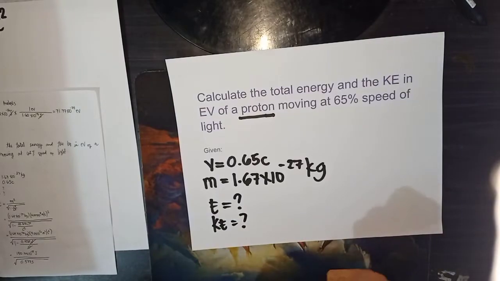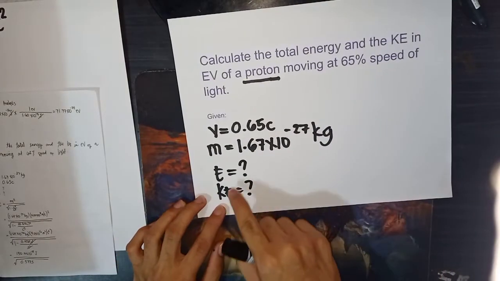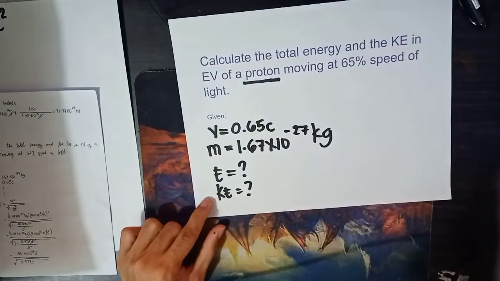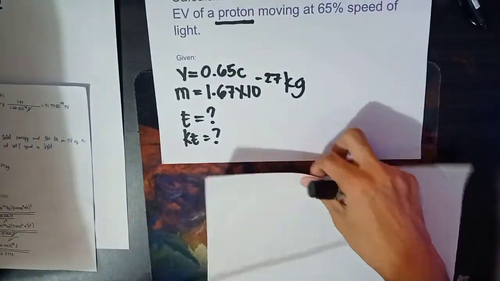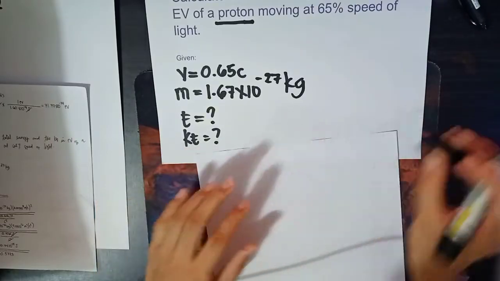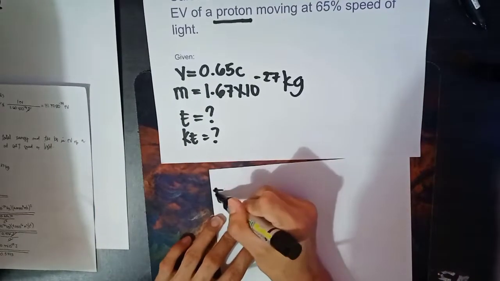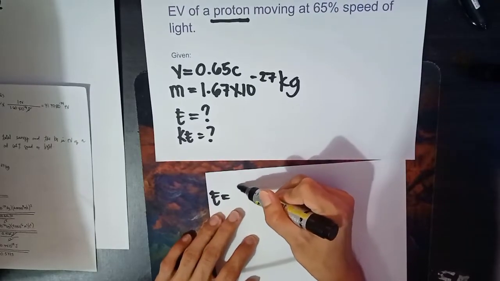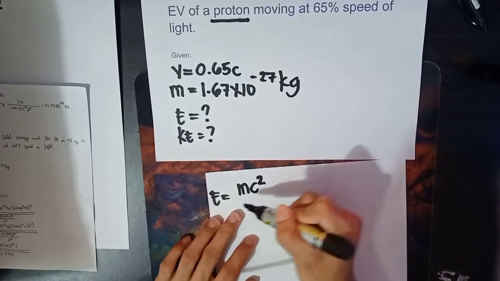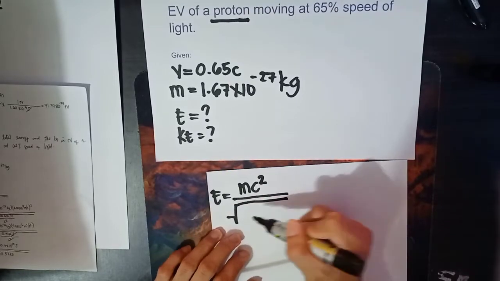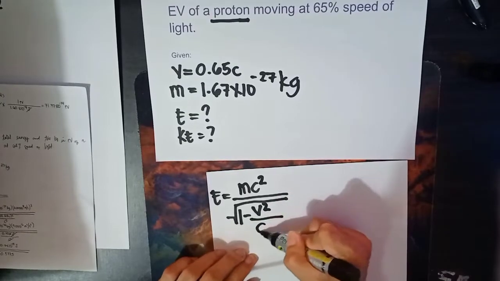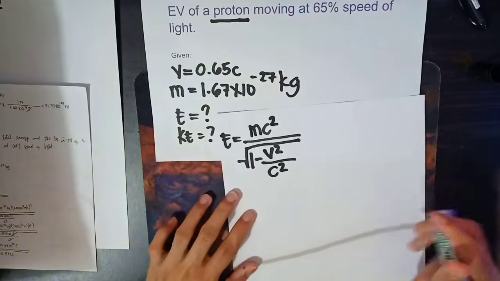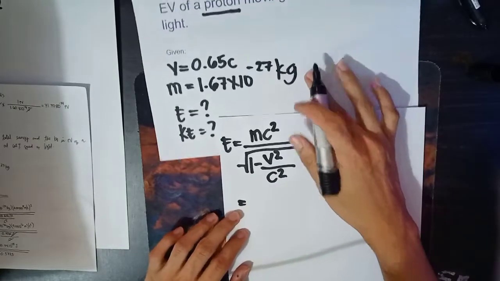Okay, so before arriving at the kinetic energy, let's start by solving the relativistic energy. Again, we have a formula for the relativistic energy, which is E equals mc squared divided by the square root of 1 minus v squared divided by c squared. Next, let's plug in the given values.